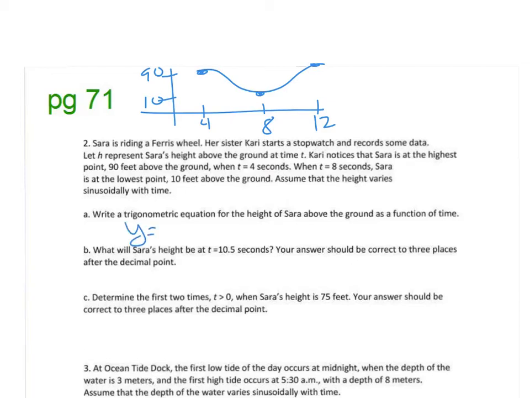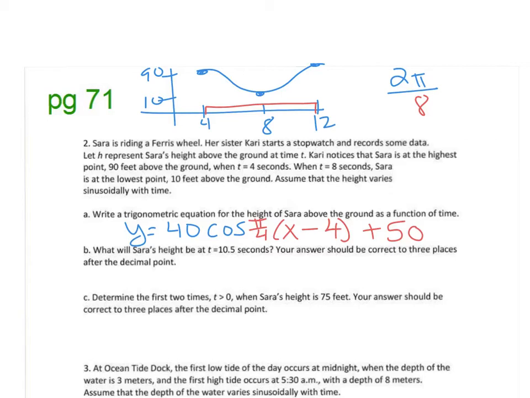So amplitude is 90 minus 10 divided by 2, which is going to be 40. I'm going to choose a cosine graph because I can see exactly where the maximum is. My b value is going to be 2 pi over this length, so the period is 8. 12 minus 4 is 8, so that's pi over 4. The maximum shifted to the right 4, and the midline is halfway between 90 and 10 at 50.